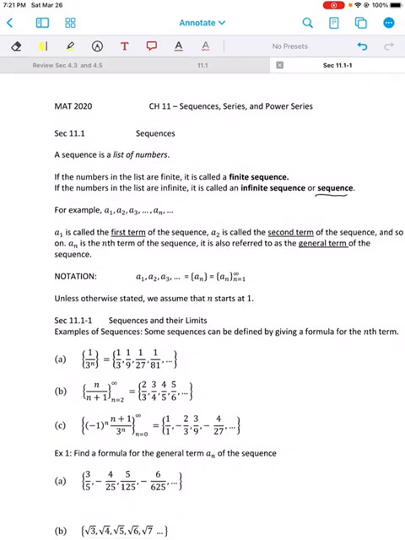Hello, we are now starting chapter 11, which is the last section in our course. This is about sequences, series, and power series. So what is a sequence?